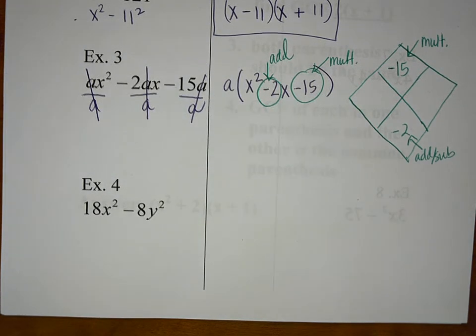So, what numbers multiply to be 15? I want to list all the numbers.